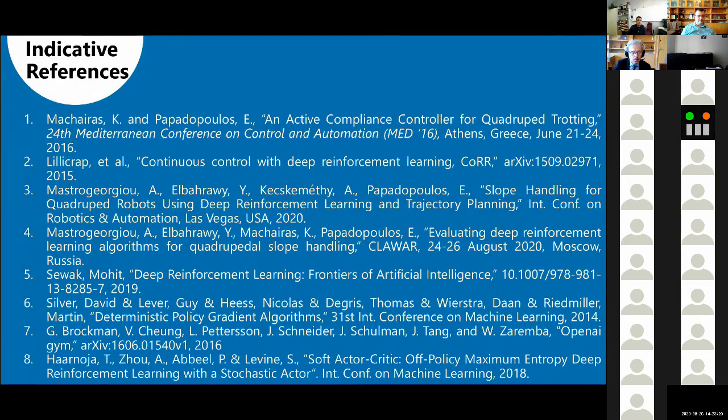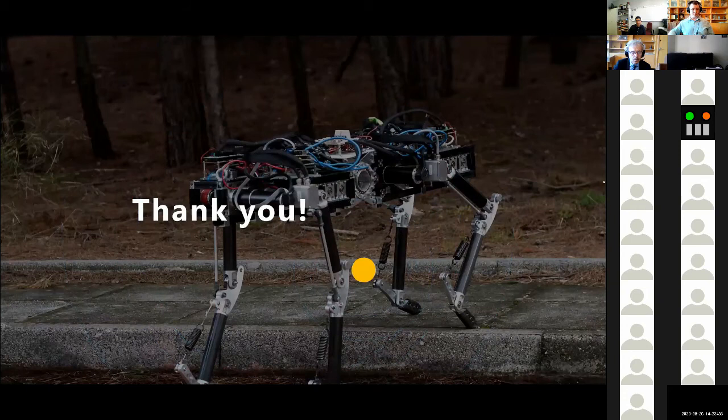Here I have some indicative references. Our paper was based on previous papers from the Control Systems Lab in Athens, and some of our works are going to be presented in future conferences. So thank you, and if you have any questions, please ask.